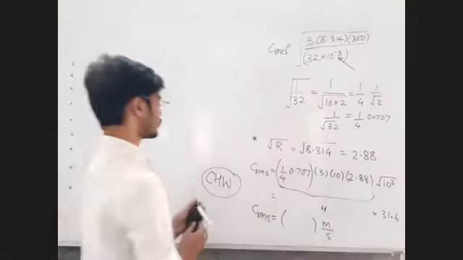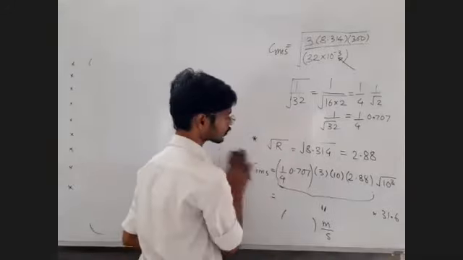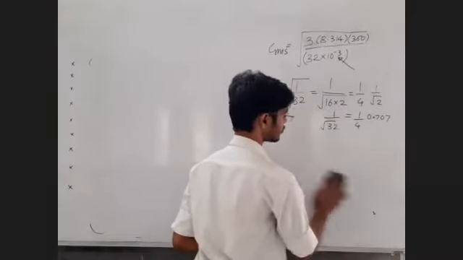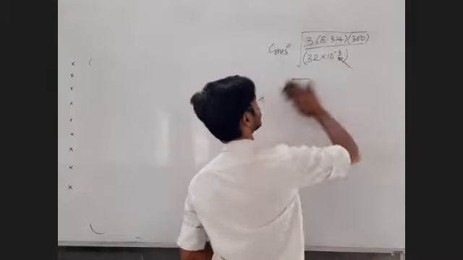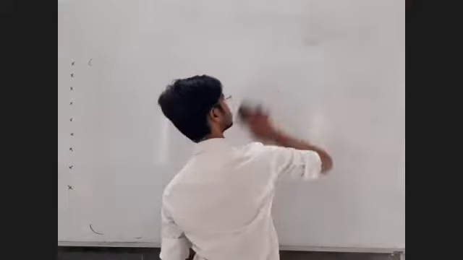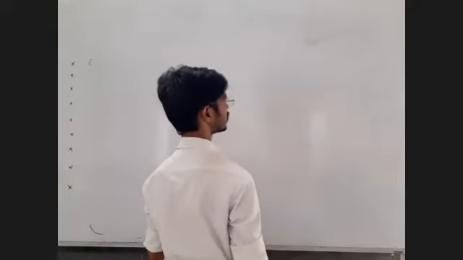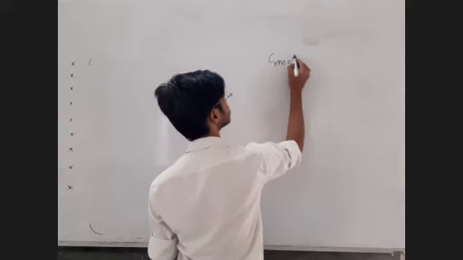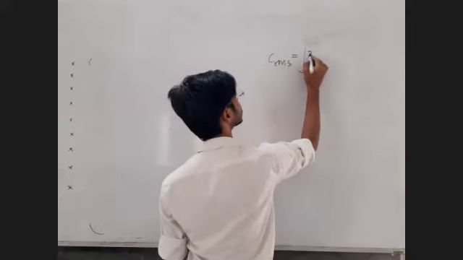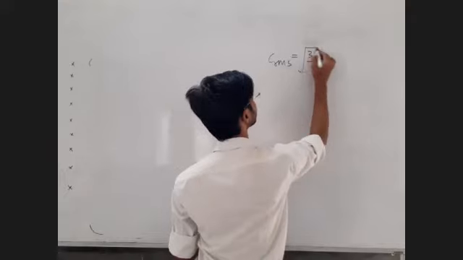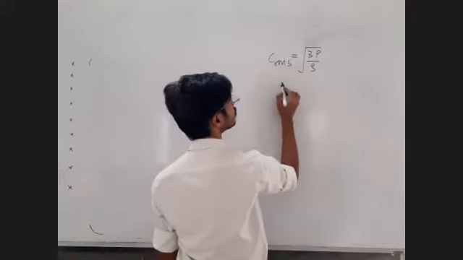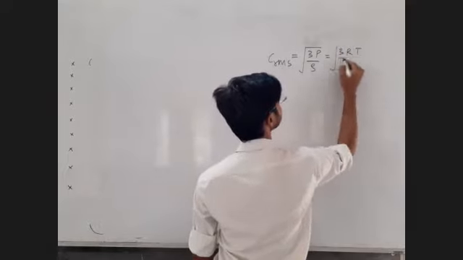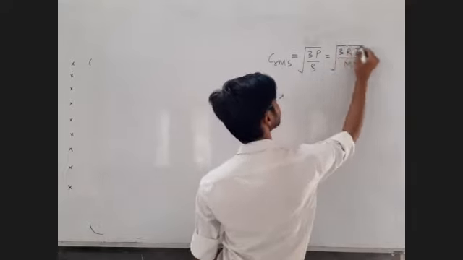All right. Now let us try to write one more form of CRMS. First form we have written under root 3p upon rho. Second form we have written under root 3RT by M. Now let us try to write the third form. Let's write the first form again. Everyone write along with me. CRMS is equal to under root 3p upon rho. Number two formula is under root 3RT by M, where capital M is the molar mass.